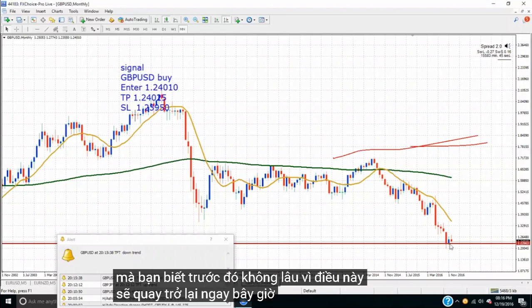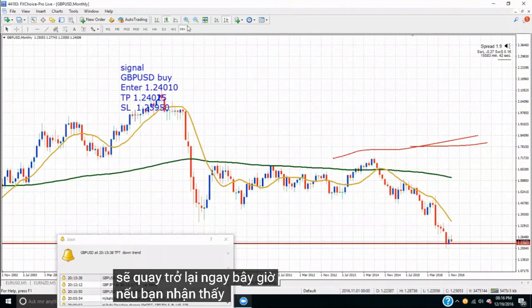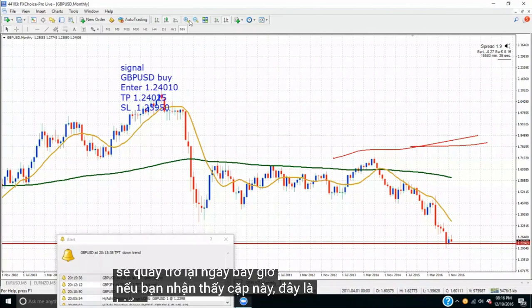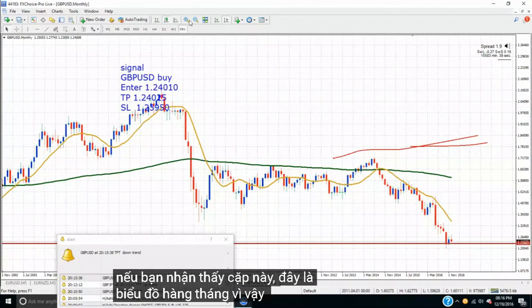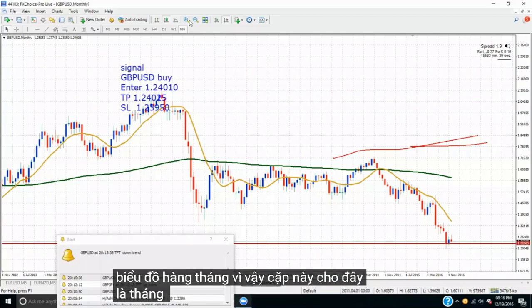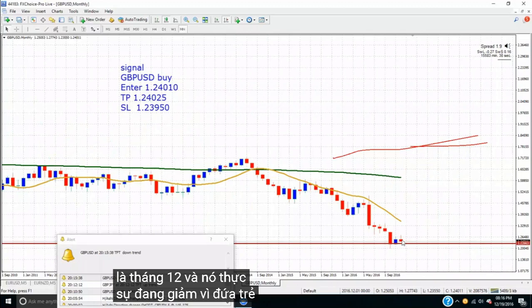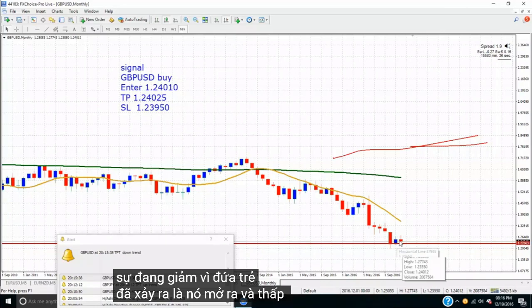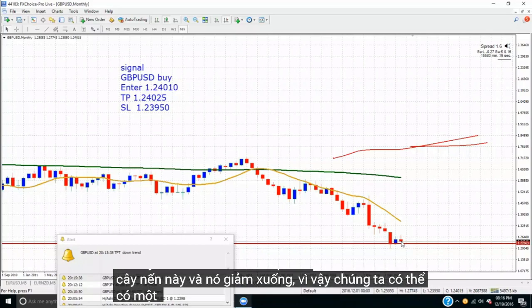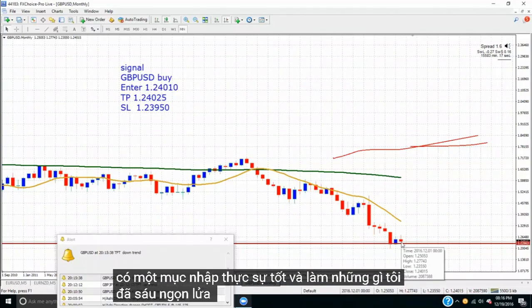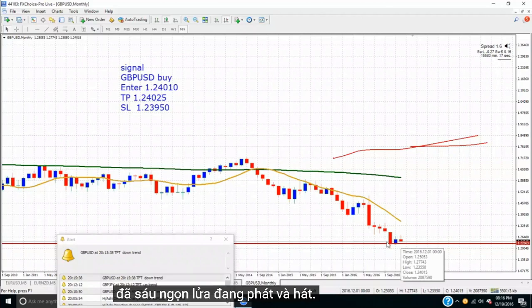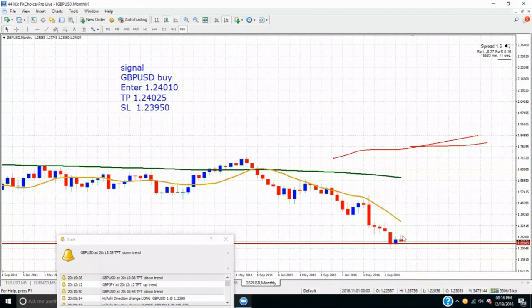Now, right now, if you'll notice, this is a monthly chart. So this is the month of December, and it's actually been going bearish because what happened is it opened lower than this candle, and it's dropped. So we might get a really good entry and do what I was saying as far as getting in and staying in. So right now this is still bearish, but it is a little higher than the previous month.